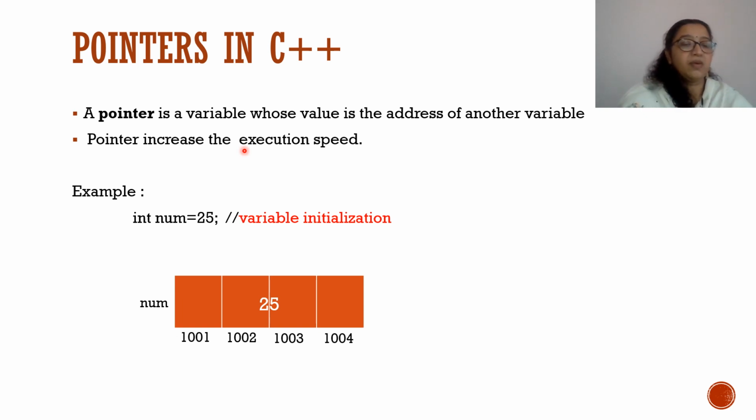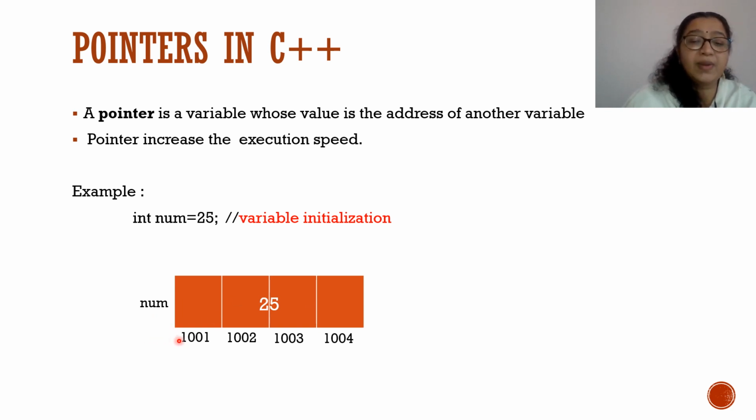Clear? Okay. See one example. int num = 25. It's a normal variable declaration with an initial value, that is 25. So at the compilation time, before execution itself, we compile it. So at the compiling time itself, we'll get 4 blocks. Why 4 blocks? It's an integer. So we'll get 4 bytes of space for num.